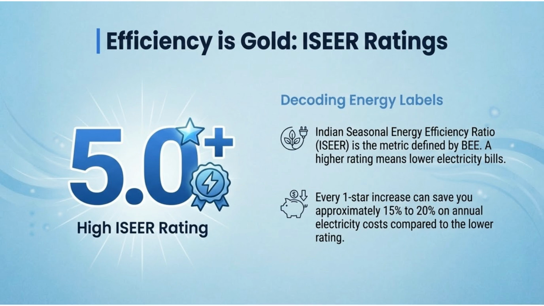Efficiency is gold, which is where ISEER ratings come in. The Indian Seasonal Energy Efficiency Ratio, or ISEER, is the metric defined by BEE. A higher rating means lower electricity bills, with every star adding 15% to 20% savings.